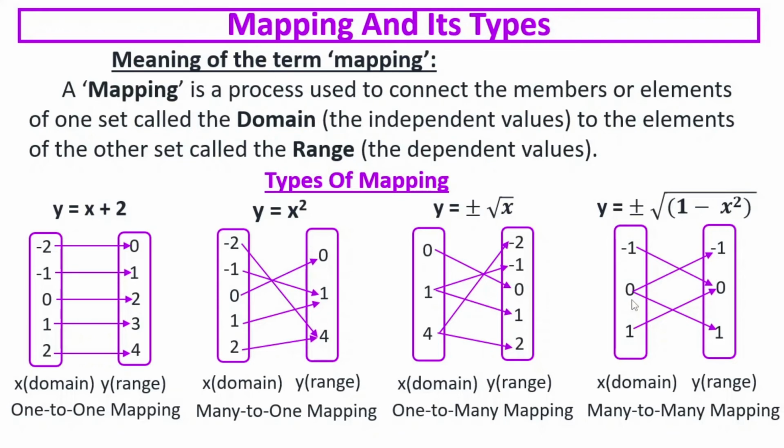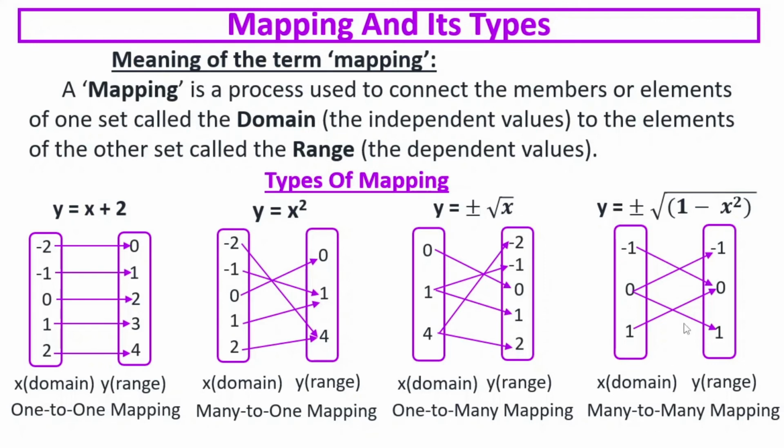When x equals 0, what happens? 0 squared is 0, 1 minus 0 is 1, square root of 1 is 1, y will be equal to plus 1 or minus 1. So one member of the domain set is getting mapped to many members of the range set. It is one-to-many mapping. This one is a case of many-to-one mapping. This one is a case of one-to-many mapping. Combined together, it is many-to-many mapping.